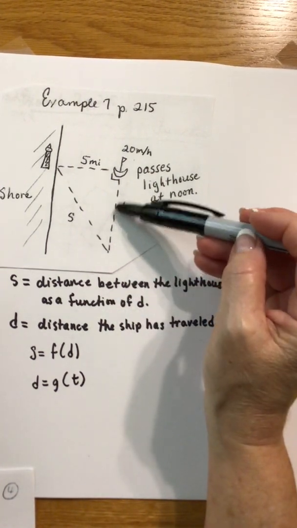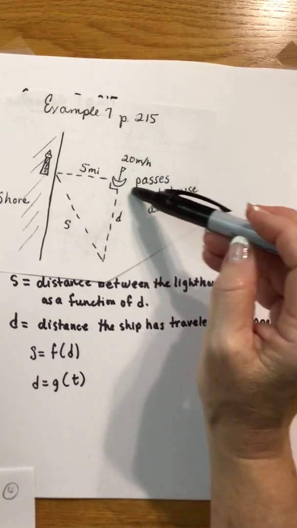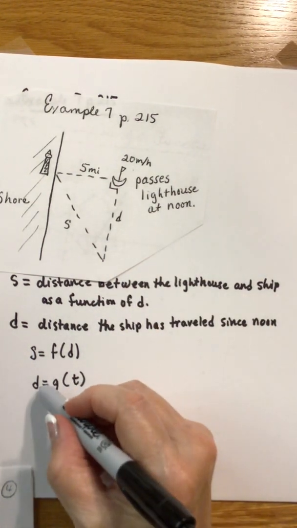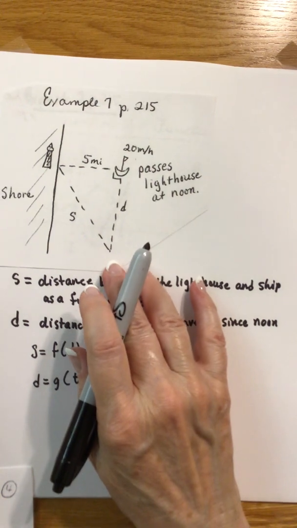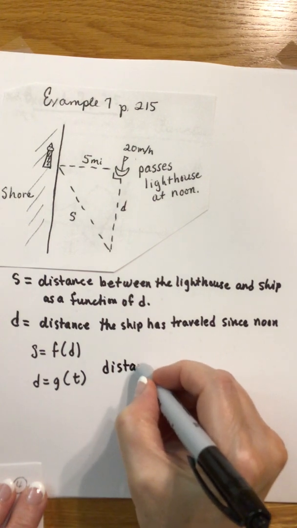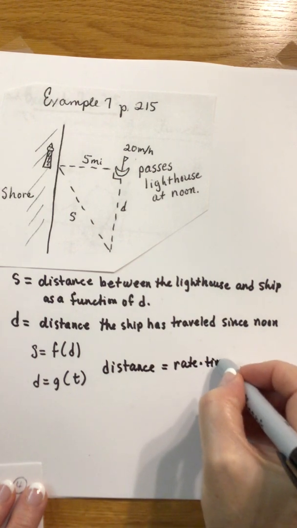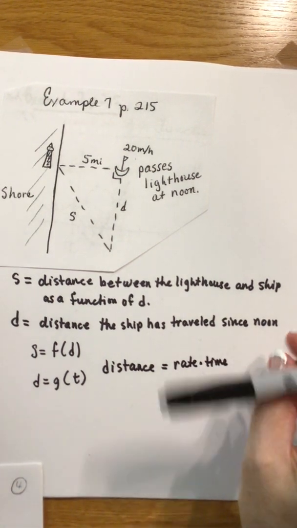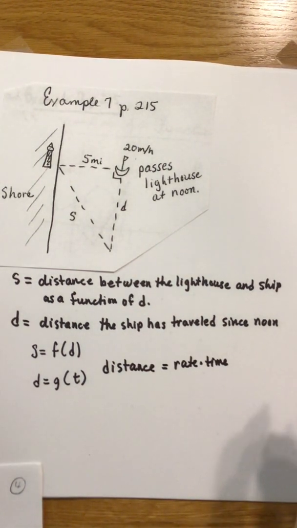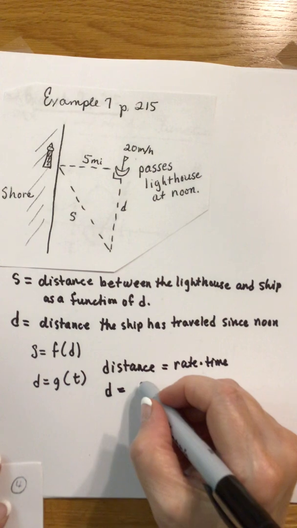So this distance that's traveled here depends upon how much time, because we said that it crossed there at noon. So this would be how much time it is after noon. So this is going to be distance as a function of time. Now we know the formula for distance: distance equals rate times time. So our rate, they told us, was 20. Let's see, was it miles per hour or meters per hour? Miles per hour. So d equals rate times time is going to be 20 times t.